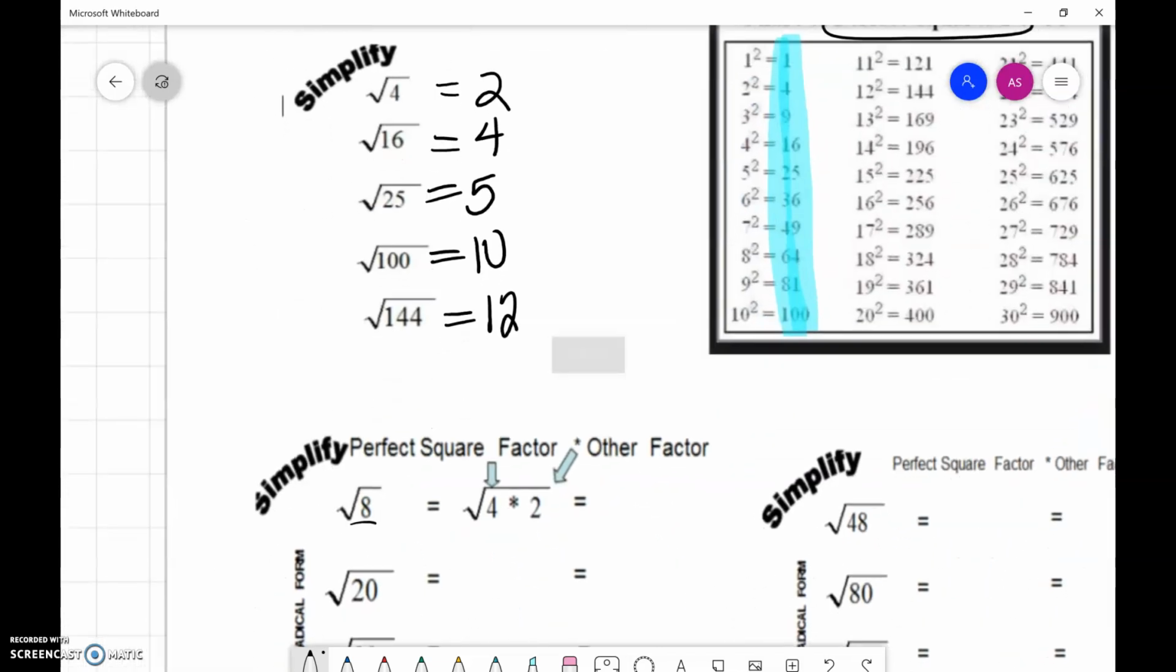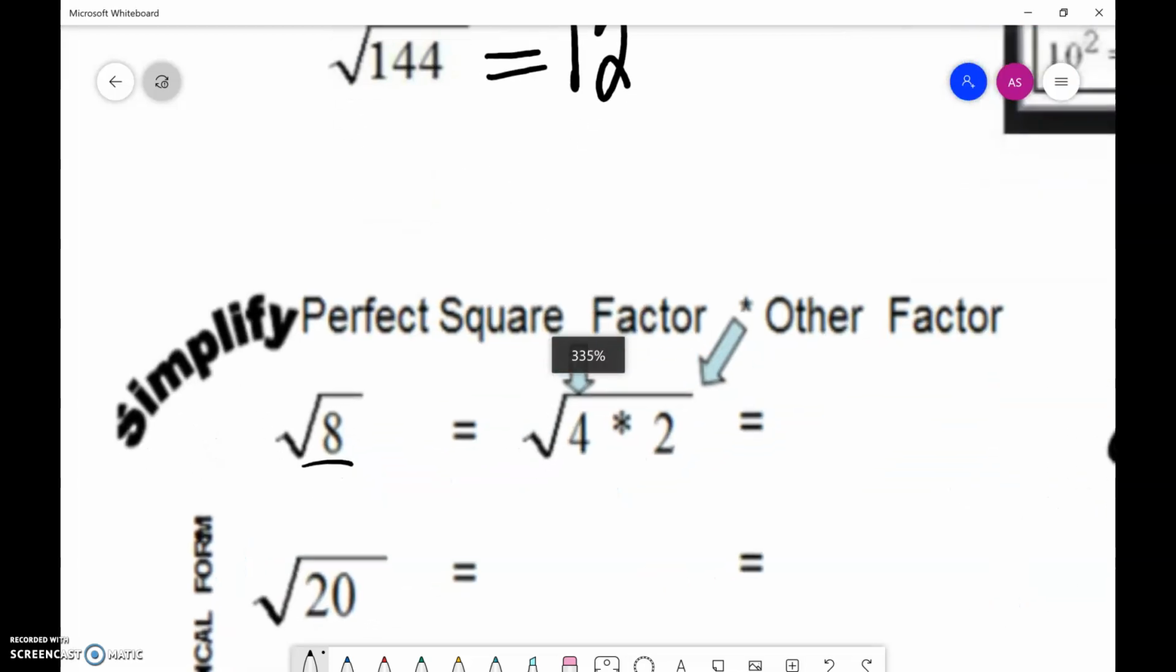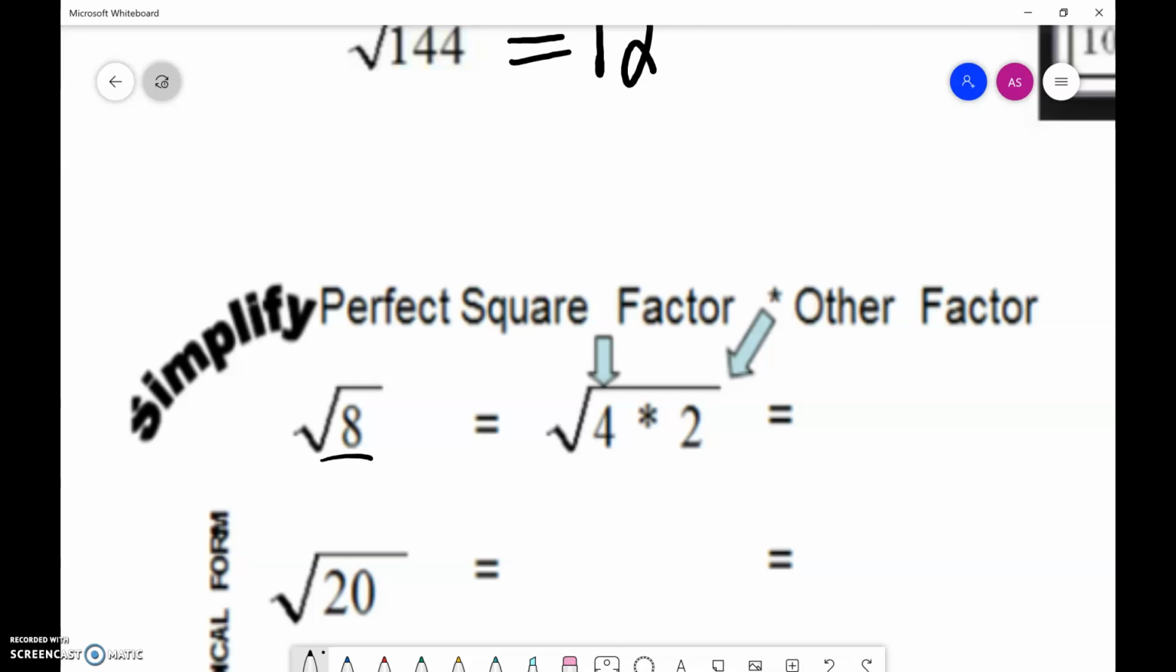What we are going to be looking at today is the case where they do not give you a perfect square inside the radical. So here they gave me an 8. 8 is not a perfect square. There's no number that I can multiply twice to get 8. So I'm going to have to think of my other factors of 8. So I'm going to think of 4 and 2.